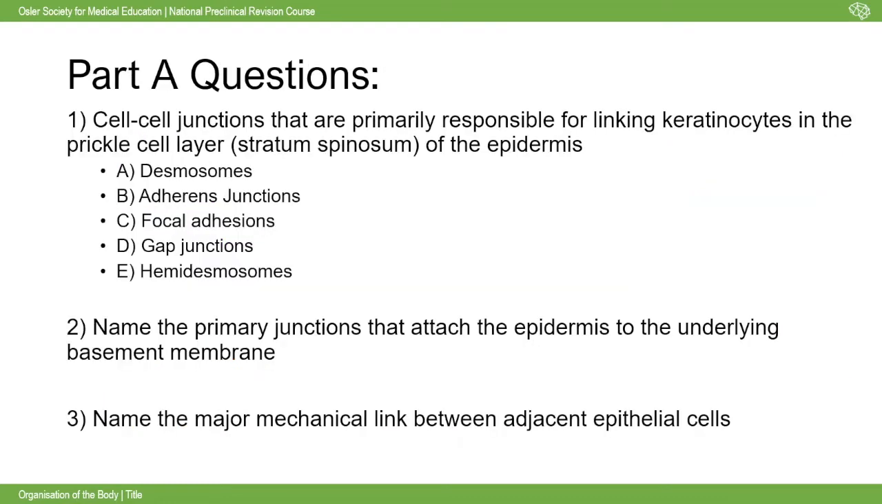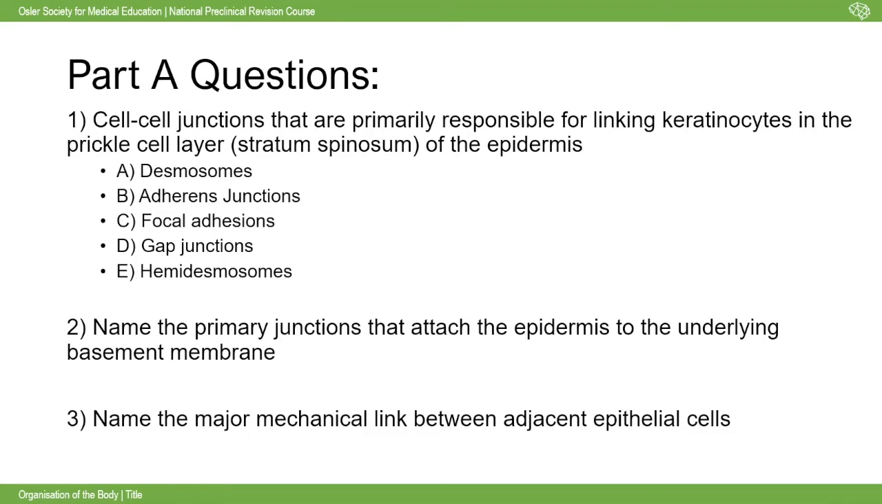Now let's have a look at these next part A questions. So first, cell-to-cell junctions that are primarily responsible for linking keratinocytes in the prickle cell layer of the epidermis. So this is in fact desmosomes, as we know that they are linking two cells together. So it's either going to be our desmosomes or our actin-associated adherens junctions. And in this case, it's desmosomes because those are going to be the primary junctions. Those are the most common ones within the skin.